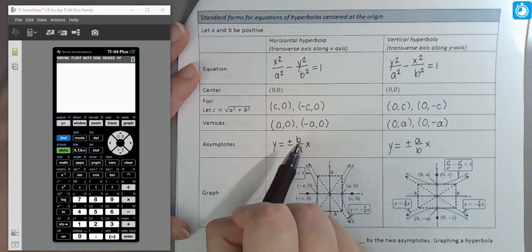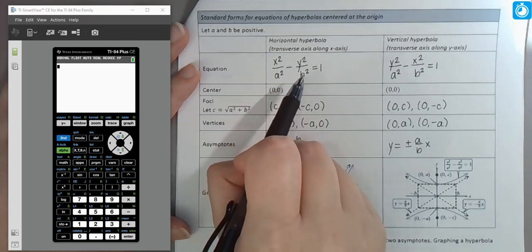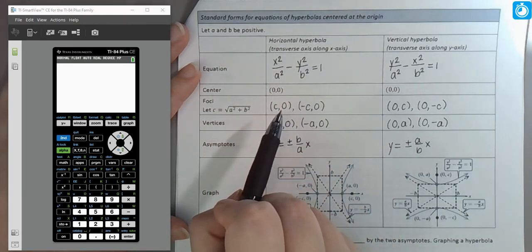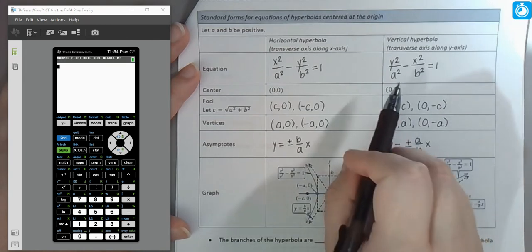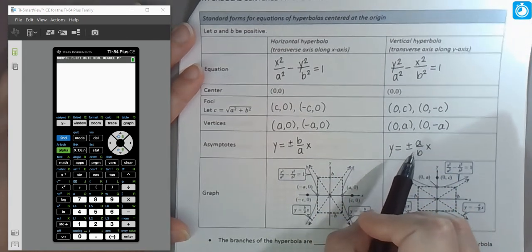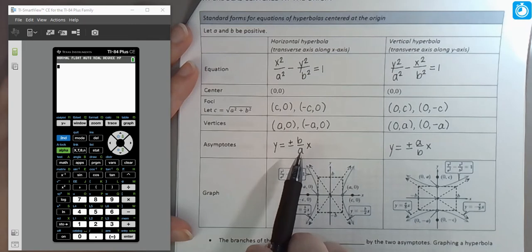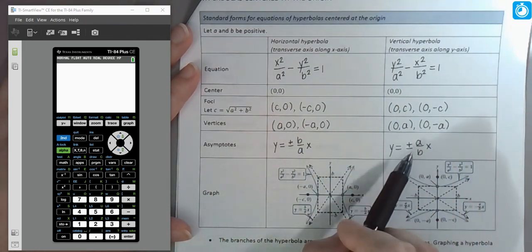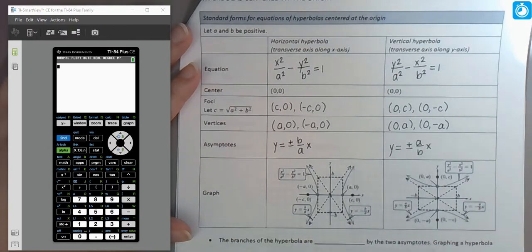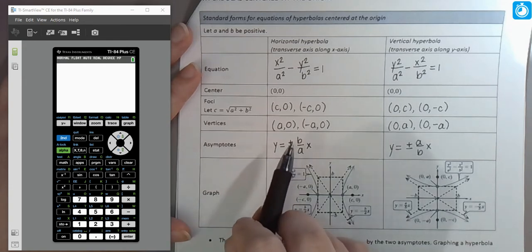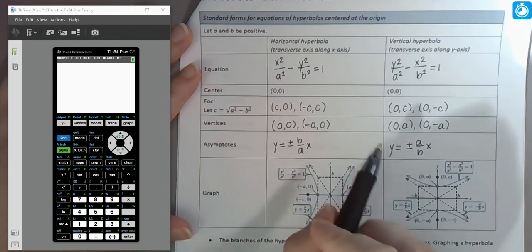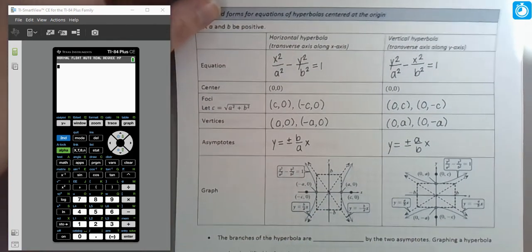So our numerator is always going to be the value associated with y. In this case, the value associated with y was assigned to the letter b, and in this case, the value associated with y was assigned to the letter a. And then our denominator represents change in x, so the value assigned to x was a, and in this case the value assigned to x was b. So just think whatever's associated with y over whatever is associated with x. And if we split this up into two equations, one with a positive value, one with a negative value, that's going to give us our two asymptotes.